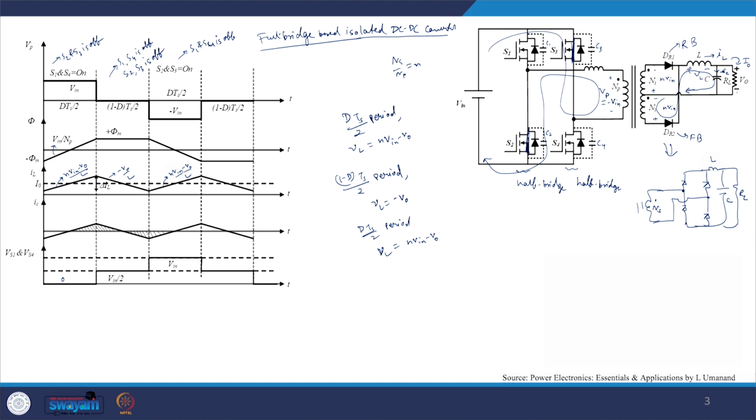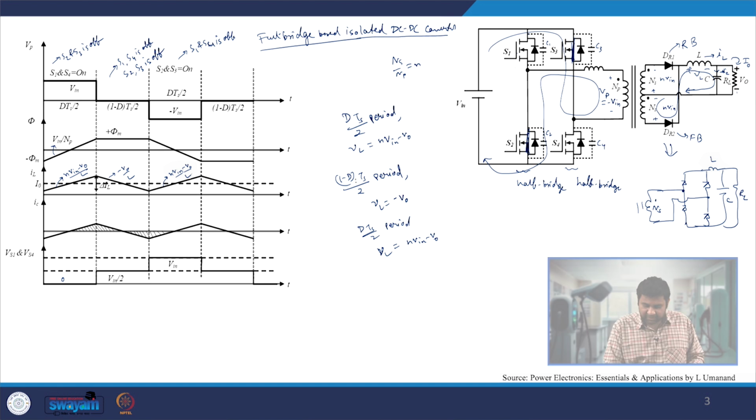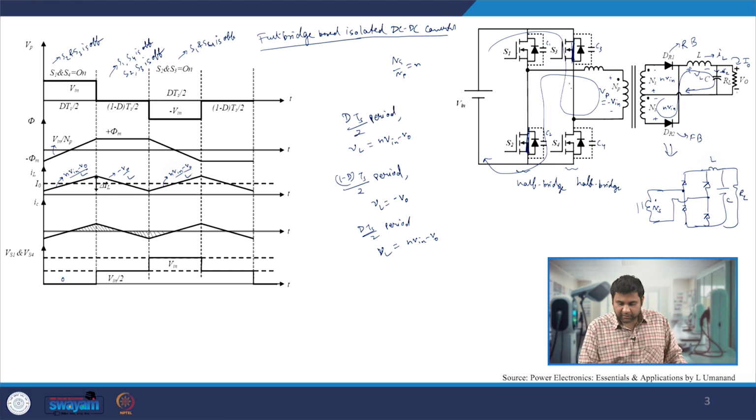And if we consider the previous case, we missed one point in the 1 minus d Ts by 2 period. All 4 switches were off, and C1 and C2 were blocking half the voltage, that's why they had Vin by 2 voltage. If we assume both the switches to be identical, in this case since S3 and S2 are on, the entire Vin will appear across S1, and in the second half bridge it will appear across S4. That's when the voltage applied across Vs1 and Vs4 is nothing but the Vin voltage.